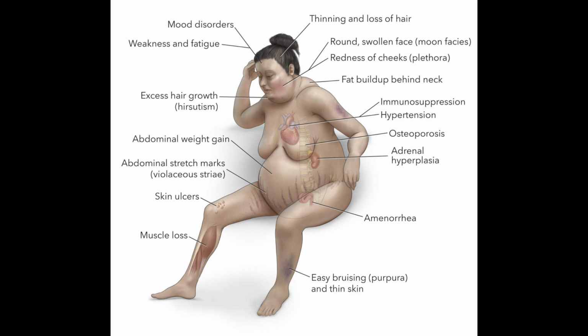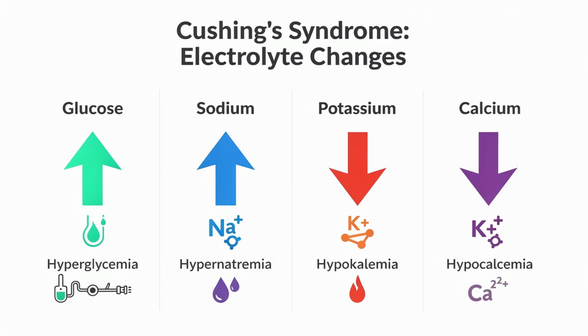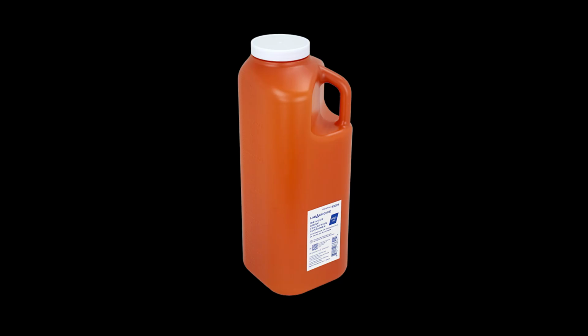called ecchymosis. Metabolically, expect the highs, high blood sugar and high sodium. However, potassium and calcium levels typically drop, leading to hypokalemia. Diagnostic gold standards include the 24-hour urinary free cortisol test. Levels exceeding 100 micrograms per day are highly suggestive of Cushing's.